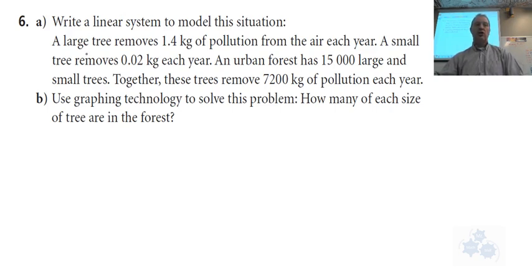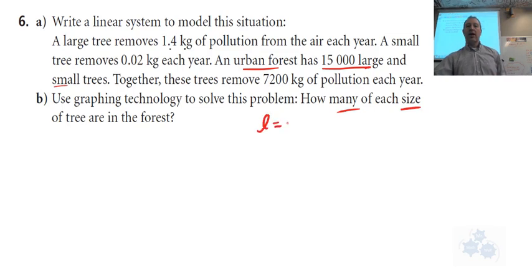A large tree removes 1.4 kilograms of pollution from the air each year. A small tree removes 0.02 kilograms each year. An urban forest has 15,000 large and small trees. Together, these trees remove 7,200 kilograms of pollution. So what I see first of all here is the forest has a total of 15,000 large and small trees. We're going to try and find out how many of each size of tree are in the forest.